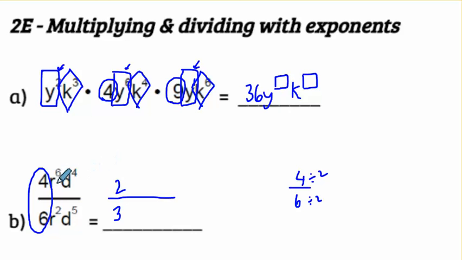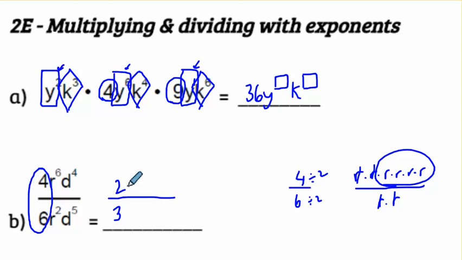Okay, now we move on to the r's. We have r to the sixth over r to the second. So think about it this way. We have r times r times r times r times r times r on the top. And on the bottom we have r times r. And then these will cancel out and these will cancel out. And look at what you're left with. Where is it? Is it on the top or is it on the bottom? It's clearly on the top. So we have r on the top, and I'm going to let you fill in that exponent.